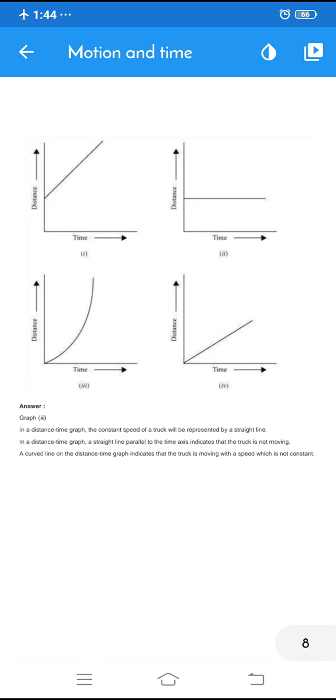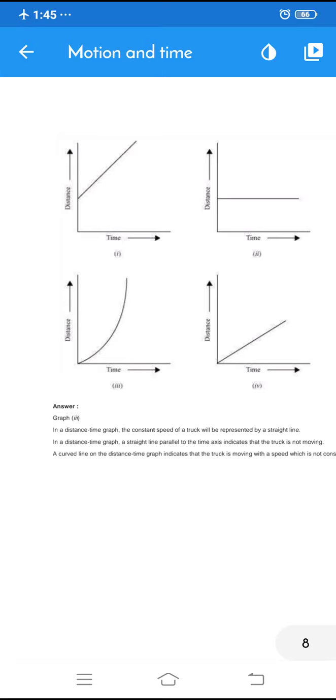In a distance-time graph, the constant speed of a truck is represented by a straight line. If it is a straight line, then the vehicle is moving with constant speed. A straight line parallel to the time axis, as drawn in the second figure, indicates that the truck is not moving at all; it is at rest. A curved line on the distance-time graph indicates that the truck is moving with a speed which is not constant. This is the explanation for the given question.